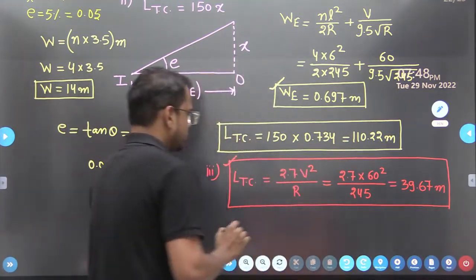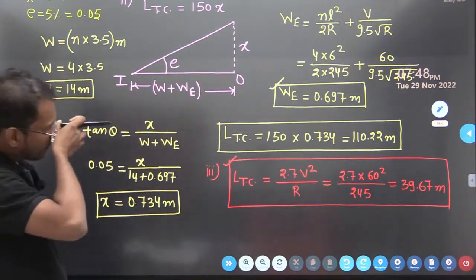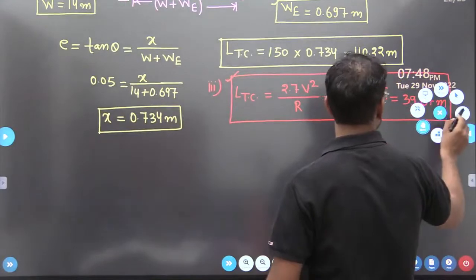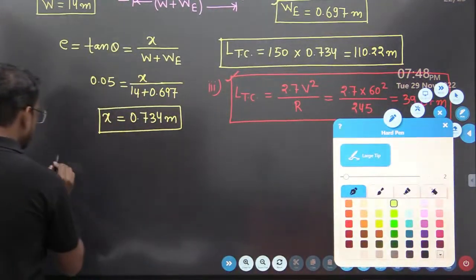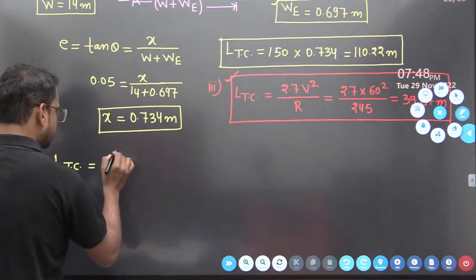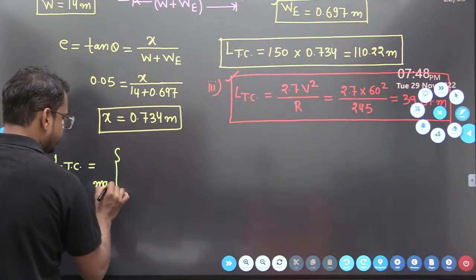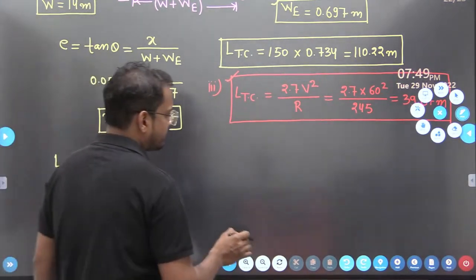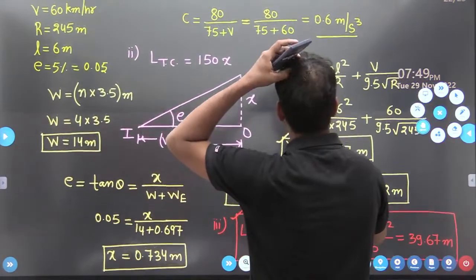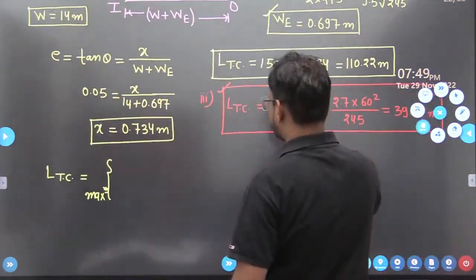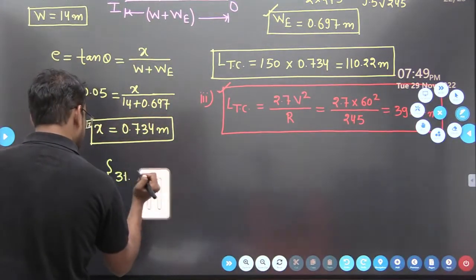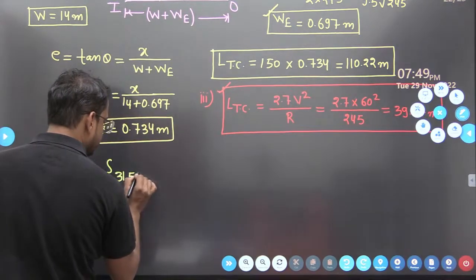So, if I am interested to calculate length of transition curve, then length of transition curve is equal to the maximum of the above criteria. If I talk about criteria number 1, then what is the length of transition curve? The value is 31.56 meter. So length of transition curve in first criteria is 31.56 meter.